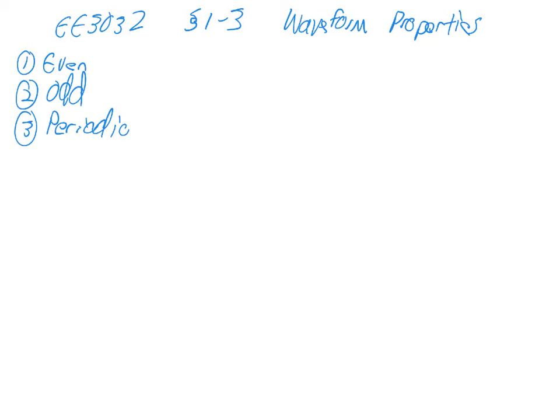And if a signal does not have these properties, we might do some transformations, which we will talk about in this video, to get the signal into this form. So let's define them, and then we will do some examples. First of all, an even signal means that if you flip it along the time axis, you get the same signal back.